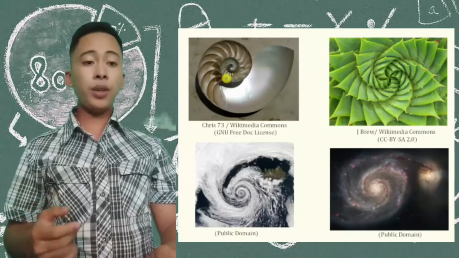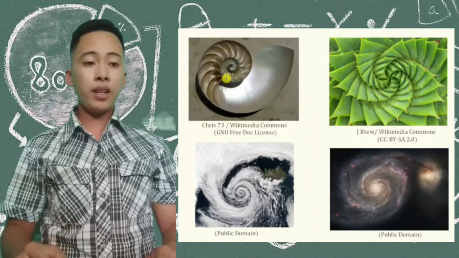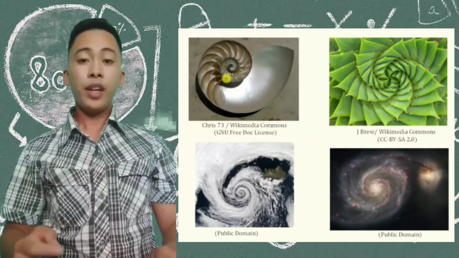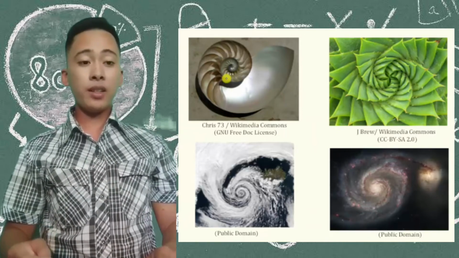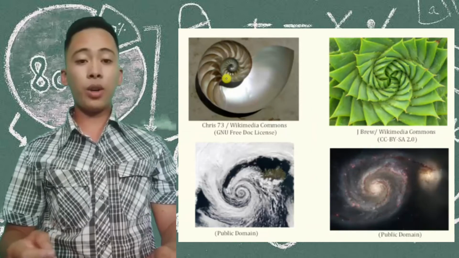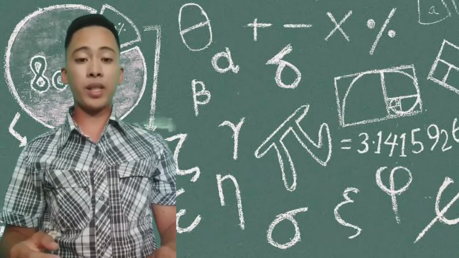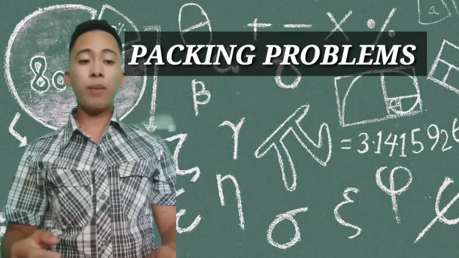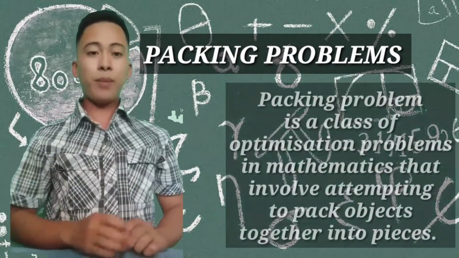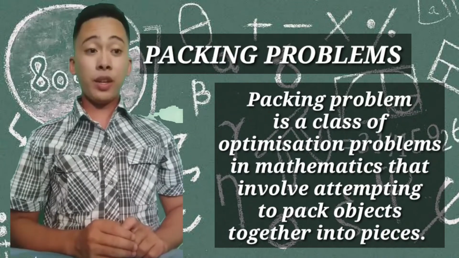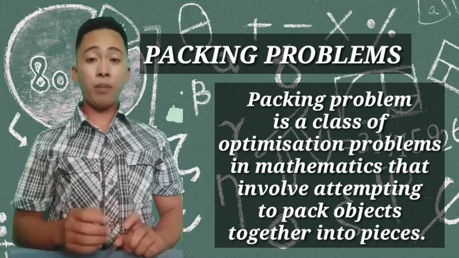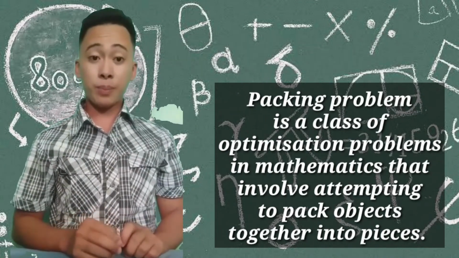Here are some additional examples of Fibonacci spirals in nature. Here, we have the shell, the spiral of a plant, a storm or a weather pattern, and here we have the spiral in space. Next, we will talk about the packing problem. The packing problem is a class of optimization problems in mathematics that involve attempting to pack objects together into containers.